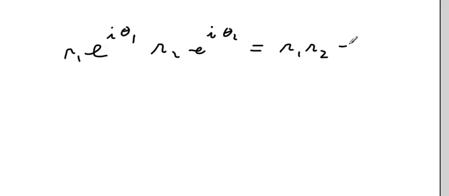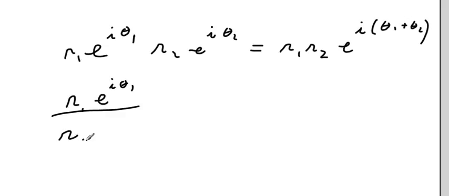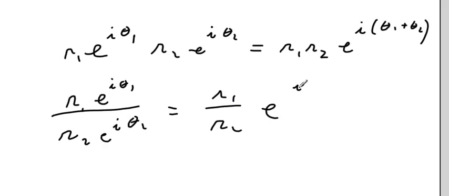If I'm in the form r1 e to the j theta 1, and I'm multiplying that times r2 e to the j theta 2, then that becomes r1 r2 e to the j (theta 1 plus theta 2). And if I'm dividing r1 e to the j theta 1 by r2 e to the j theta 2, then I end up with r1 over r2 e to the j (theta 1 minus theta 2).